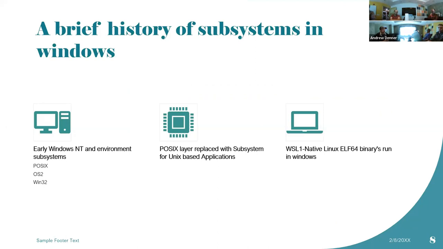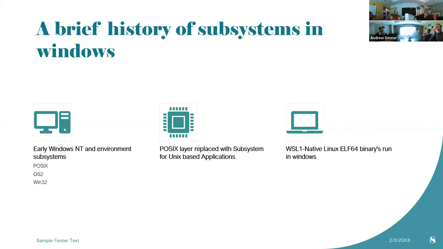So, a real brief history of the subsystems of Windows. Early on in Windows NT, there were several of them: POSIX, OS/2, and Win32. Basically, that would allow you to run Win32 programs or POSIX sort of stuff, even though it was running a completely different OS than what it was intended for. These were basically implemented as user mode modules that passed along the appropriate NT system calls. So they were basically a shim in between the actual Win32 application and the actual real OS.